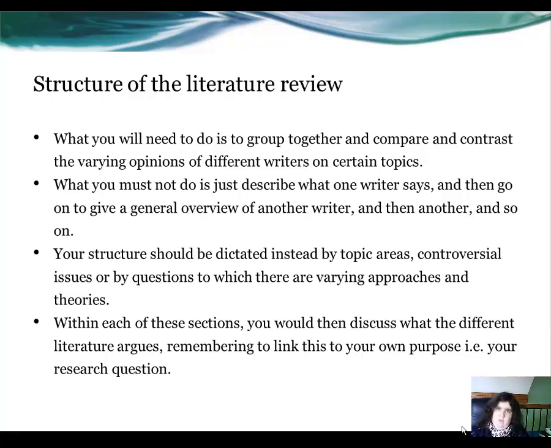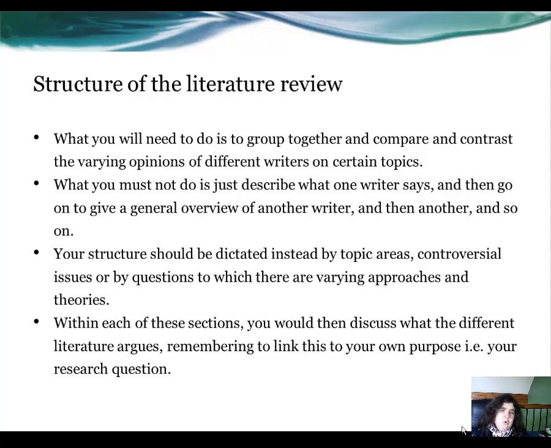The first point is crucial. You need to structure the content into groups, into subheadings, so as to group together and compare and contrast the varying opinions of different writers on certain topics. Remember, the positive points about a good literature review was synthesizing and critically analysing. So you don't just describe what one writer says and then move on to saying what the next writer says. No, you're comparing and contrasting within that heading of your literature.